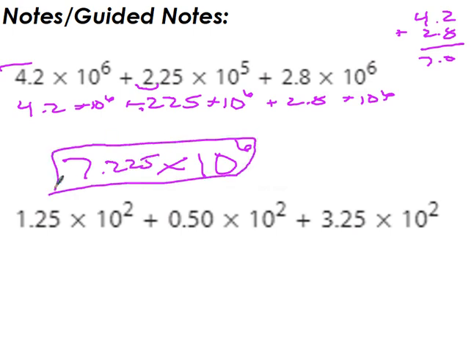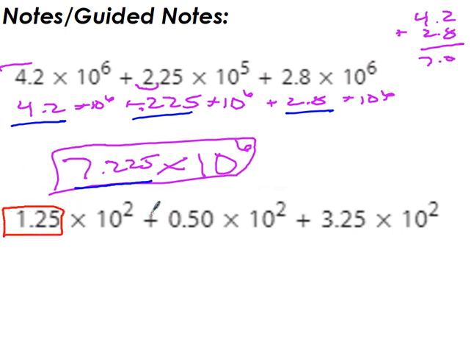So all I did was add these values. I added 4.2, 0.225, and 2.8, and that gave me this. And then I kept my power the same. The same rule does apply for subtraction. So add up your numbers once they're the same exponent, and then you're done. Go ahead and do this one on your own. Do the second one on your own.